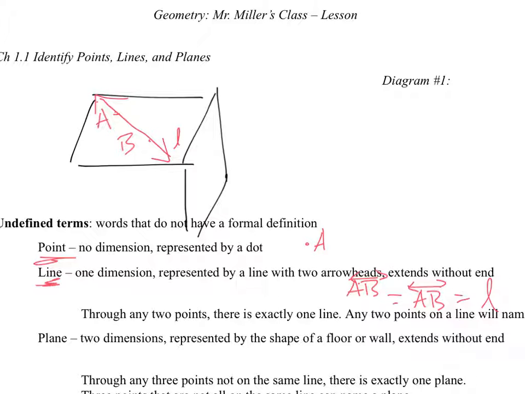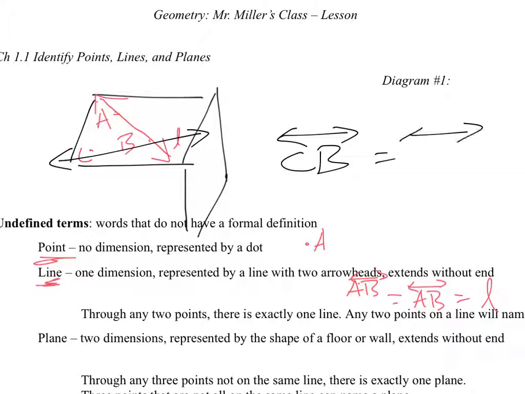So let's say I put another point in here, like point C. If I put a point here and I label that C, I could create a line through C and B and call that line CB, which equals the same thing as line BC. So I could do that if I wanted to as well.